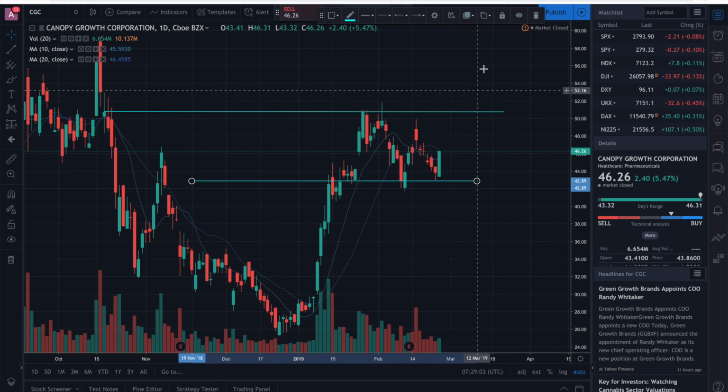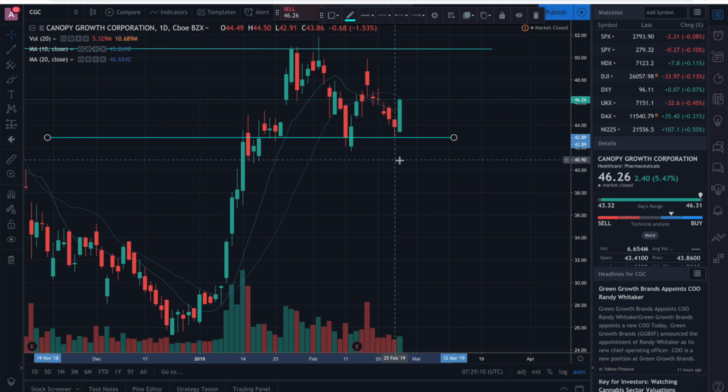For now, it's not really clear what the stock is going to do. However, today, on February 26th, the stock had a very strong day, as we mentioned at the beginning of the video. Another key thing I'm looking at, other than this bullish engulfing, is the fact that the stock closed above the 10-day moving average.